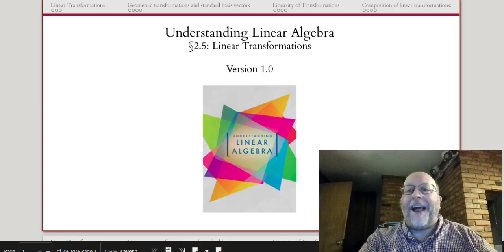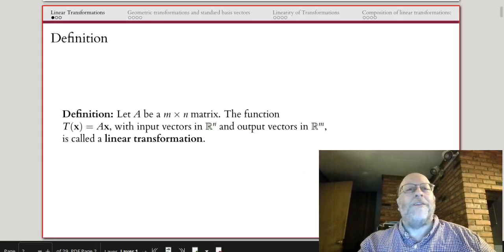We are starting the last unit of material before the first exam, and that's kind of a nice marker to be at. So let's go ahead and get started. This is section 2.5, which is on linear transformations. We'll start with the definition.